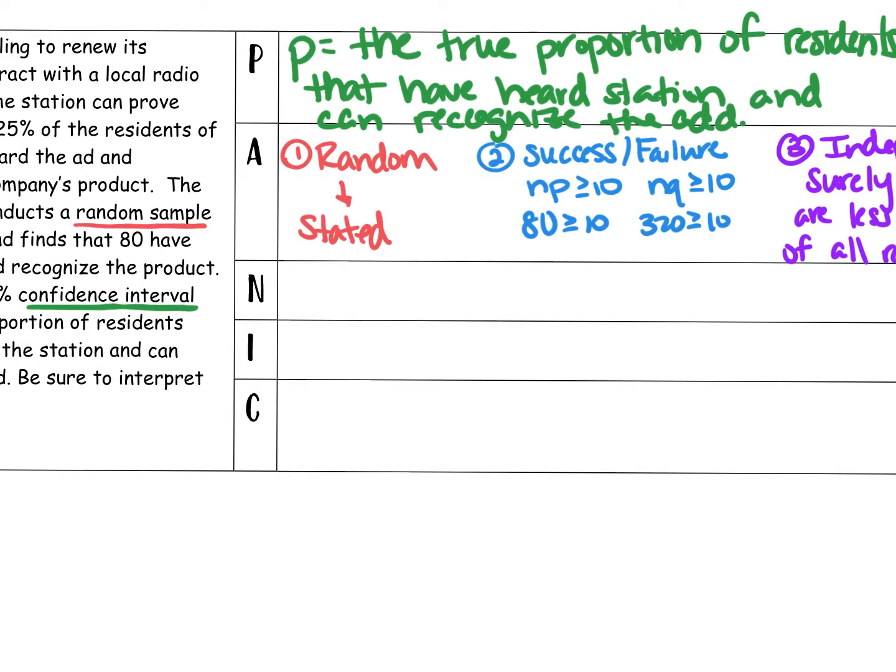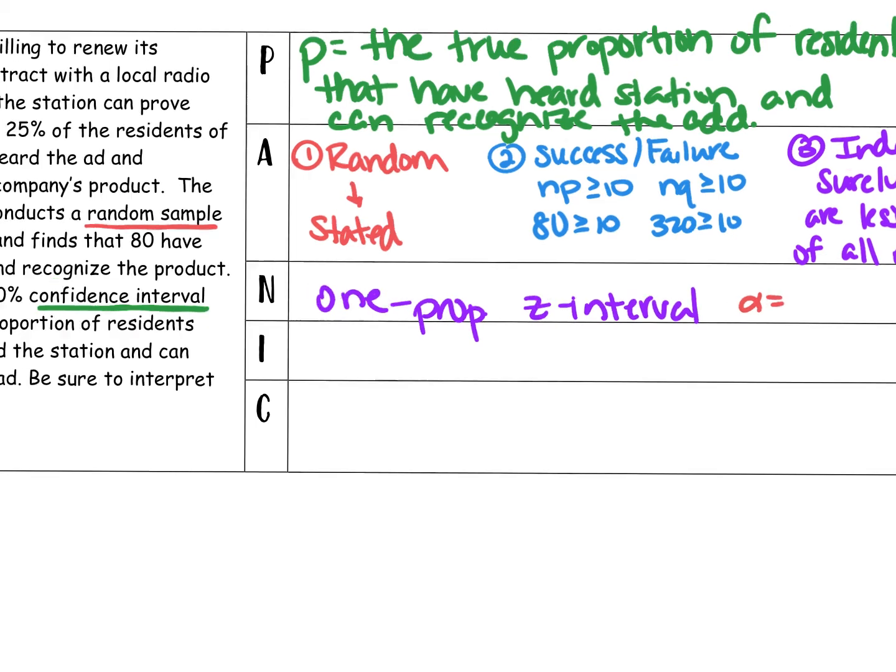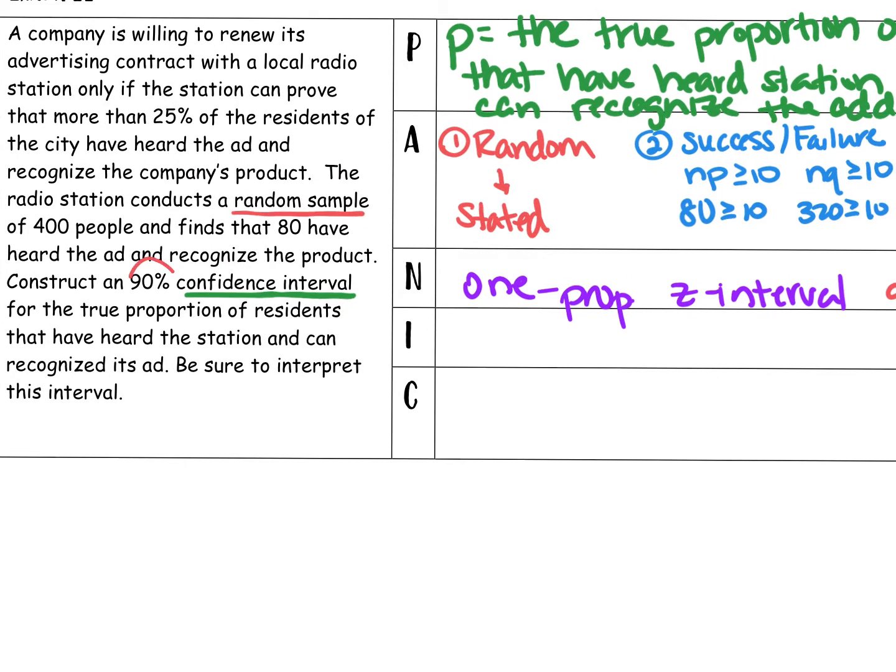Now, when we name this, remember, we can go to our calculator if we get the name, but we're dealing with a proportion. It's one proportion. If you go to your calculator and look at your intervals, you'll see that it says one proportion. This is a one proportion Z interval. And we want to state our level of confidence here as well. Our level of confidence, they said, is a 90% confidence level.